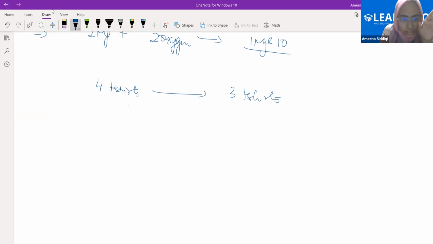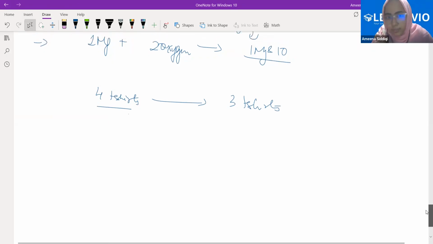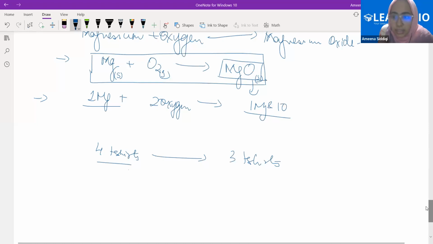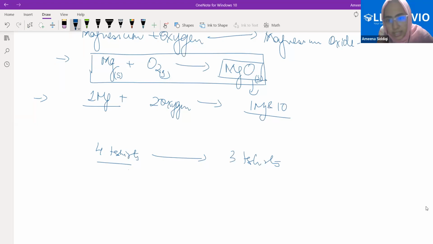So the number of t-shirts that you took should be the number of t-shirts that you actually got home, right? Something has to be balanced here. Yes or no? Yes. So please apply the same logic here. When one magnesium atom is reacting, one is here in the product also. So magnesium is the same in the reactant and the product.